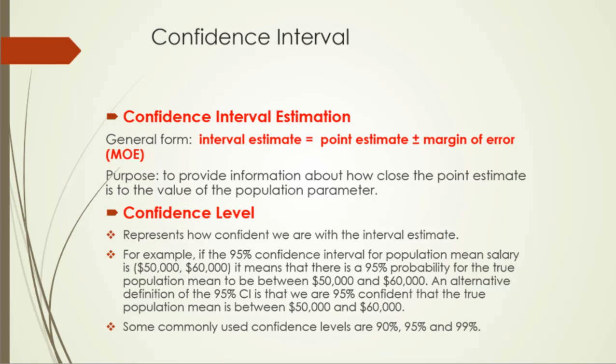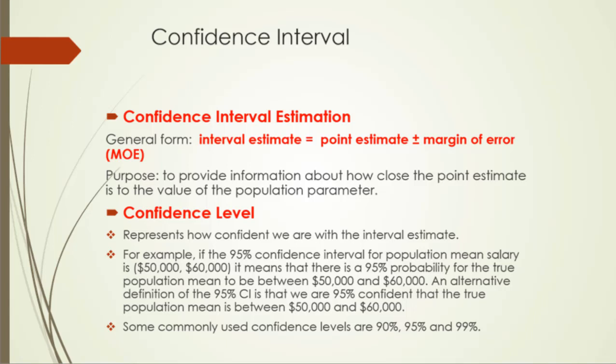Confidence level is a probability that represents how confident we are with the interval estimate. The definition or interpretation of confidence interval is the following. If the 95% confidence interval for population mean salary is $50,000 to $60,000, it means that there is a 95% probability for the true population mean salary to be anywhere between $50,000 to $60,000.